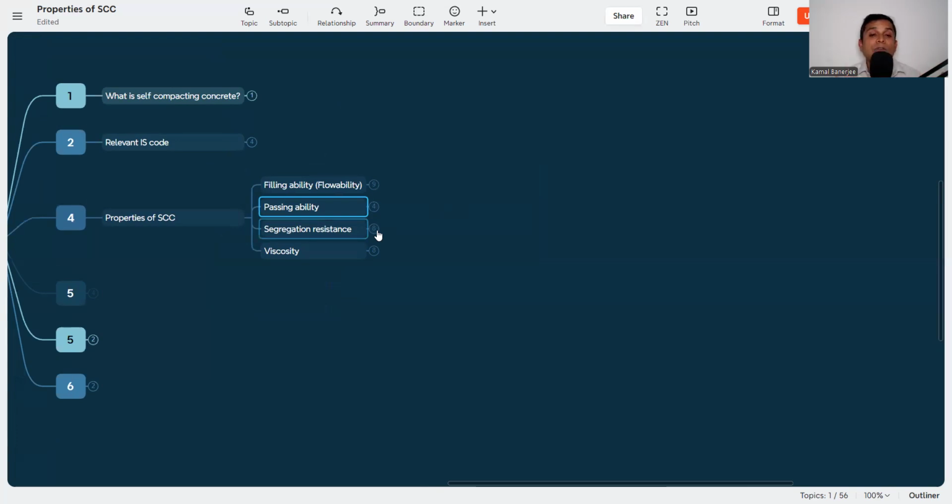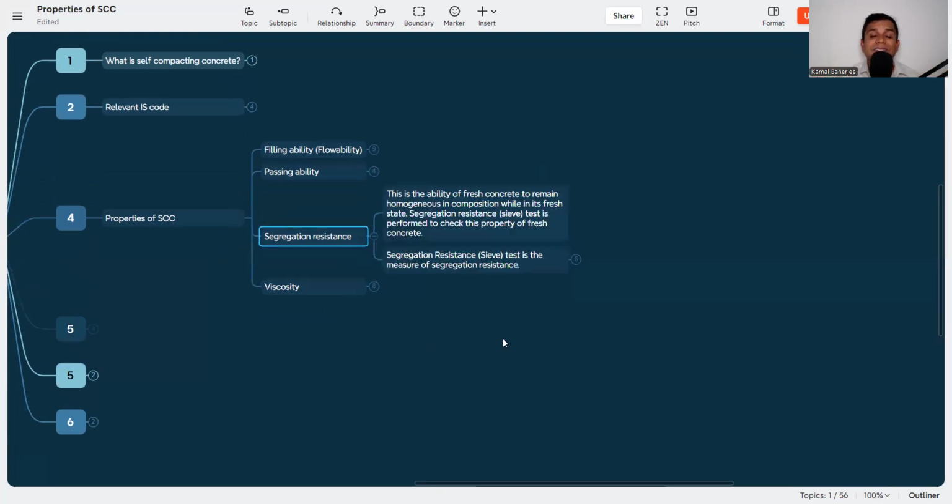That means there will be no segregation when the concrete is being poured. So what is segregation resistance? This is the ability of fresh concrete to remain homogeneous in composition while in its fresh state. That means when it is in the fresh, elastic stage and you are pouring the concrete, it should be homogeneous. Its components should not segregate from each other. The sieve segregation test is performed to check this property of fresh concrete.